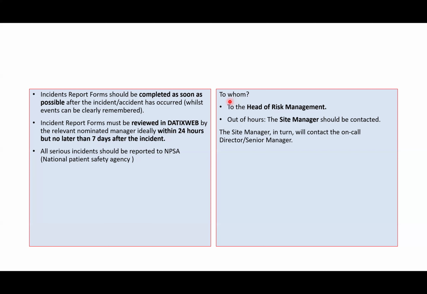Now, out of hours: normally incidents are reported to the head of risk management, but out of hours, the site manager should be contacted. This site manager in turn will contact the on-call director or the senior manager. So this is just a brief idea. Suppose the examiner asks when are you going to fill the incident report? As soon as possible after the incident, while we remember the events. And when it has to be reviewed: within 24 hours up to 7 days.